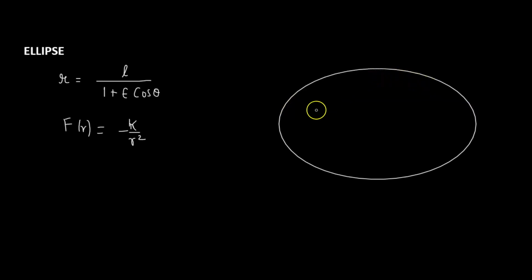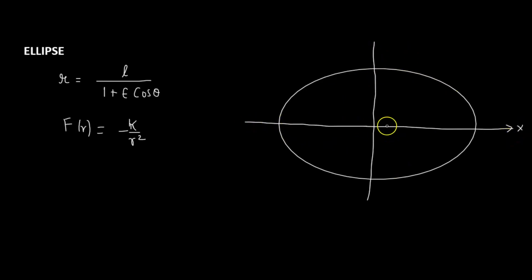So here we have an ellipse. So let's define the axes. So we have the x-axis and the y-axis. Then, since it's an ellipse, it's going to have 2 foci. So let's call them f1 and f2. For this particular problem, we are going to choose our origin at focus f1. Now with respect to this particular origin, let's say we have a particle at point P.